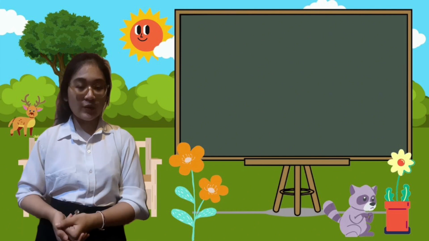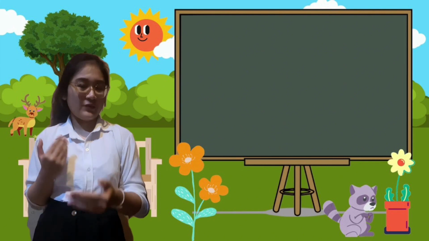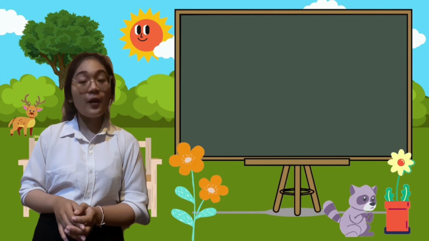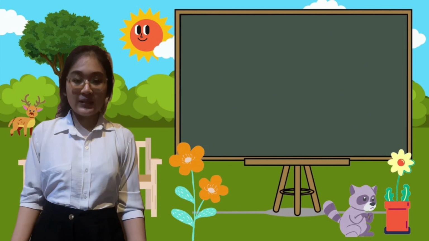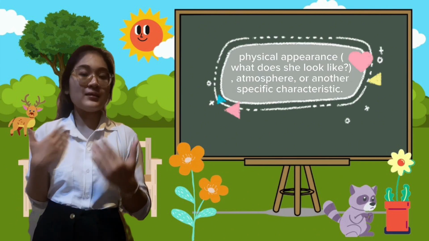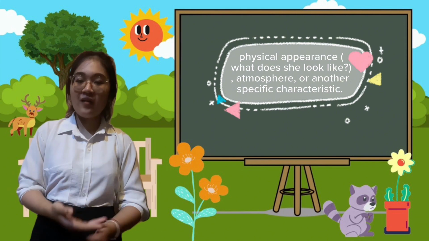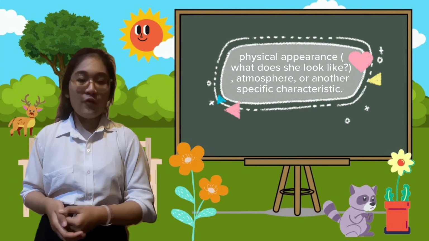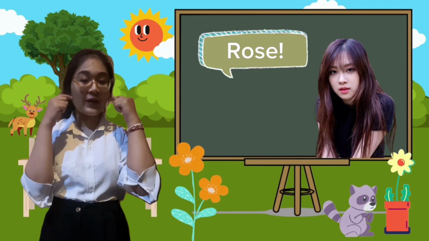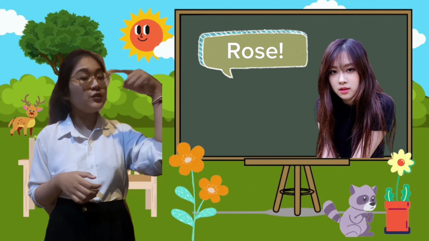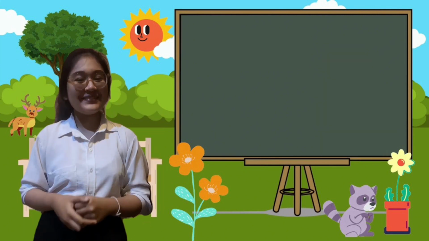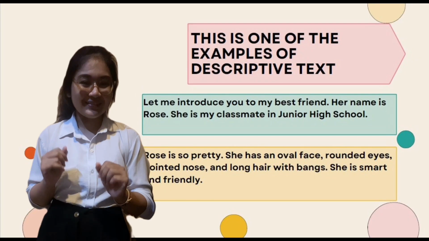The second one is description. This is like the main event of descriptive text. This part contains the special characteristics of the object, place, or person that you will describe. It can be the physical appearance, like what does he look like, atmosphere, or other specific characteristics. For example, Rosie is so pretty. She has an oval face, rounded eyes, pointed nose, and long hair. She is smart and friendly. Or we can say easygoing.